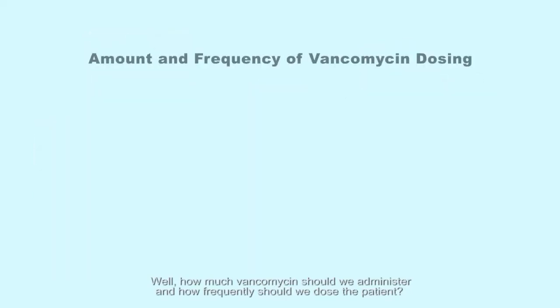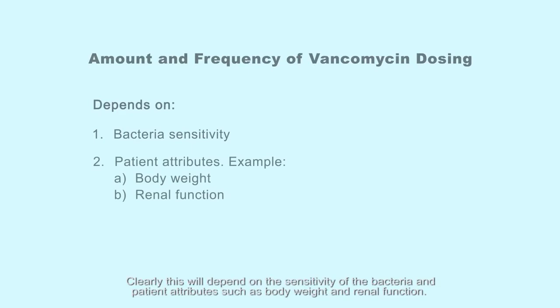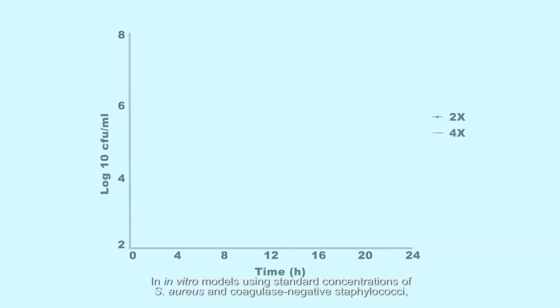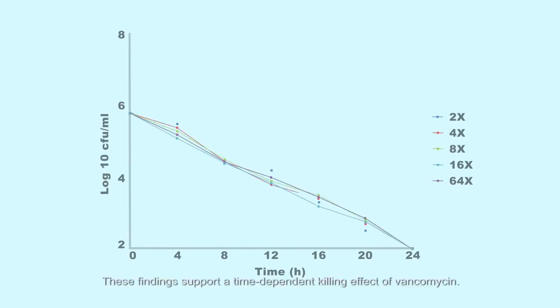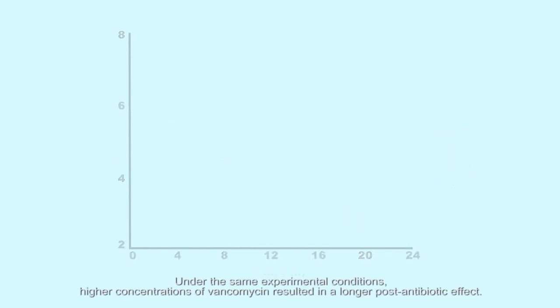Well, how much vancomycin should we administer and how frequently should we dose the patient? Clearly, this would depend on the sensitivity of the bacteria and patient attributes such as body weight and renal function. In vitro models using standard concentrations of S. aureus and coagulase negative staphylococci, the killing effect of vancomycin did not increase with increasing concentrations of 2 to 64 times the MIC. These findings support a time-dependent killing effect of vancomycin. Under the same experimental conditions, higher concentrations of vancomycin resulted in a longer post-antibiotic effect.